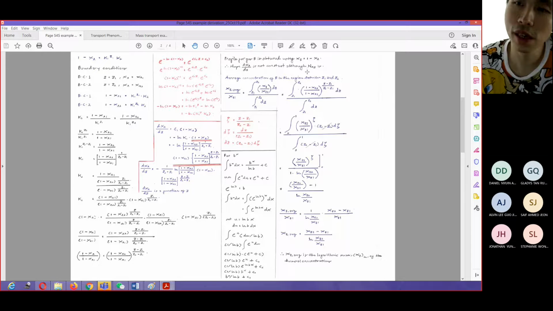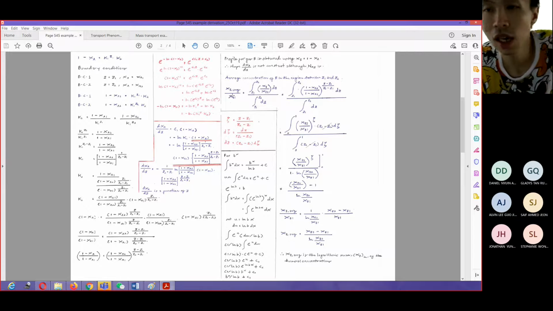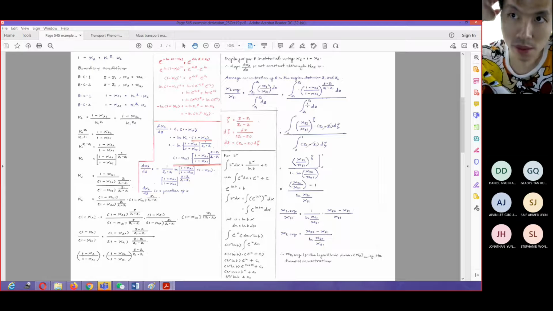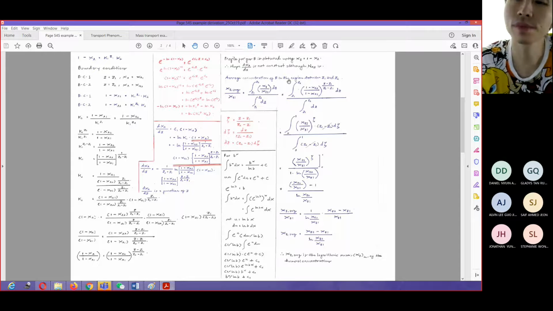Next, after we find the mole fraction profile, what we can find is the average concentration of B in the region between Z1 and Z2. So we will follow these derivations in here, where we basically integrate over Z divided by the total distance. This one, XB divided by XB1, can be defined in terms of XA, because we know that XA plus XB should be equal to 1. Right, so that's the thing that we need to understand in here.